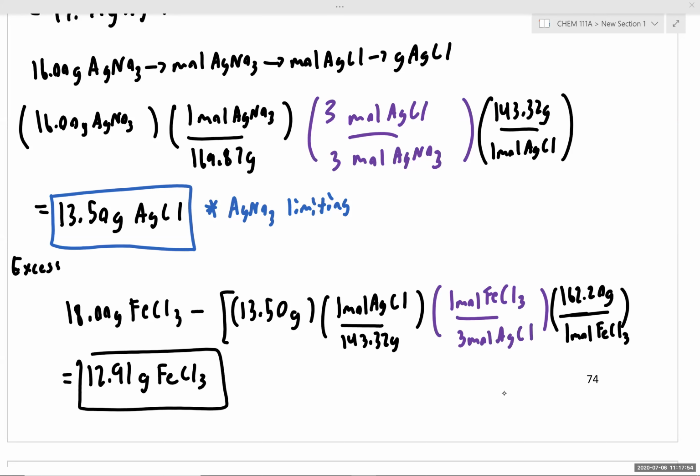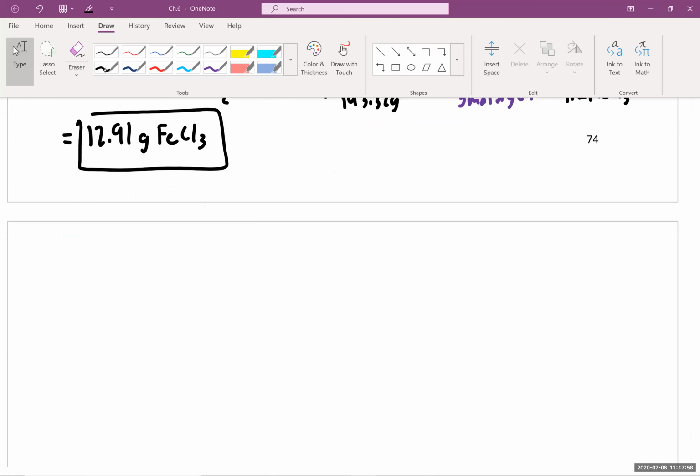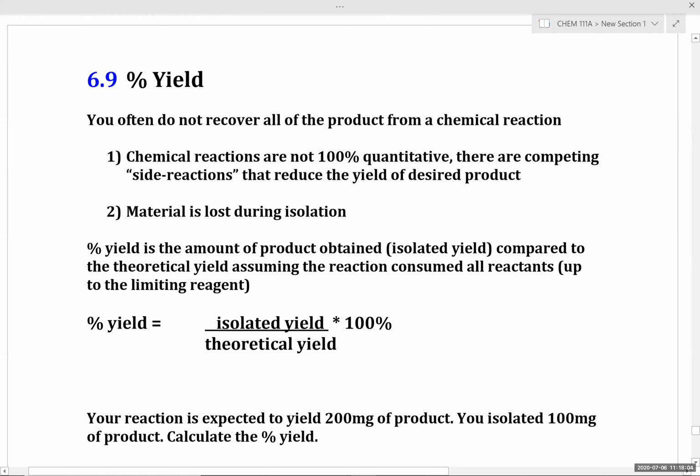Okay, so let's keep going and let's do another example. And now let's talk a little bit about chemical reactions in reality, like what actually happens when you try to run a reaction. From our experience in lab, we know very clearly you often do not recover all of the product from a chemical reaction. Well, there are 2 reasons for that.